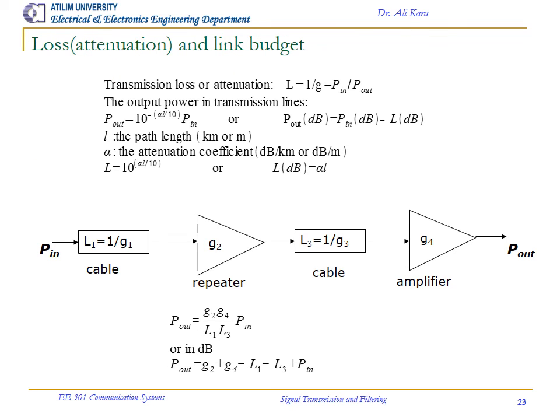Loss, attenuation, and link budget. Transmission loss or attenuation is denoted by L equal to 1 over G, which is also input power divided by output power. The output power in transmission lines can be found by 10 to the minus alpha script L over 10 times Pin, or it can be written in decibels as Pout dB is equal to Pin dB minus L dB, where script L is the path length and alpha is the attenuation coefficient.